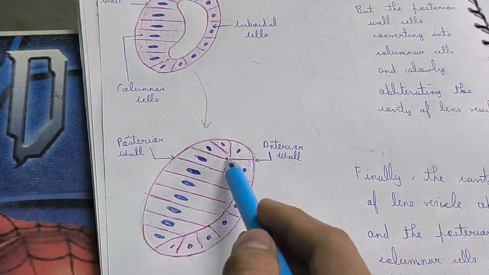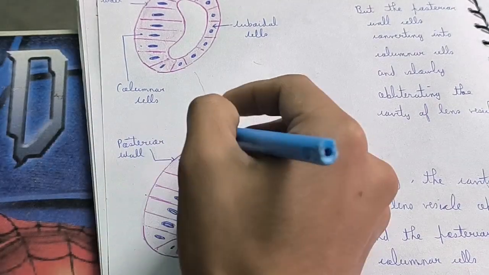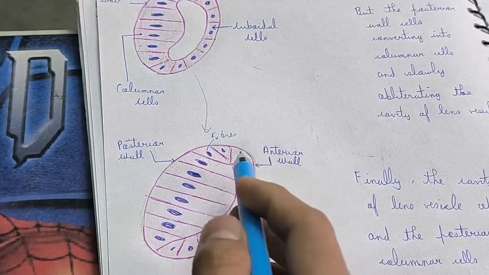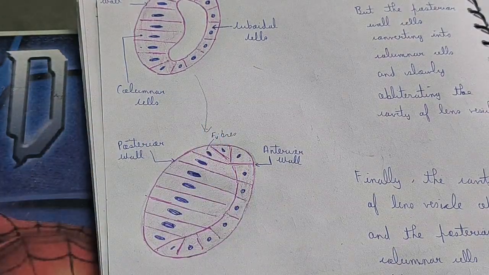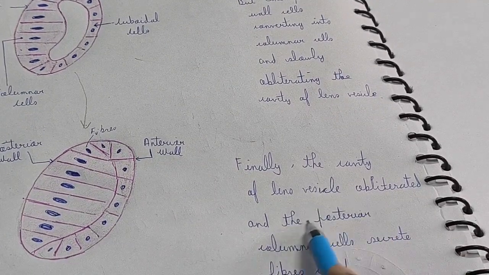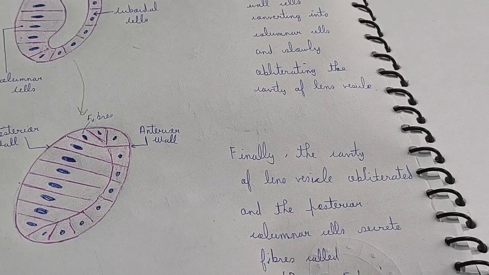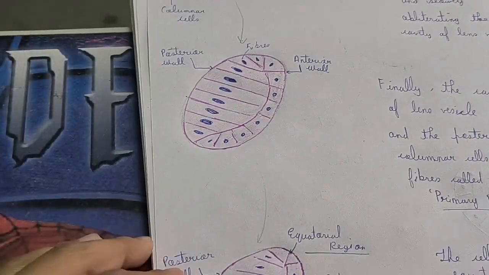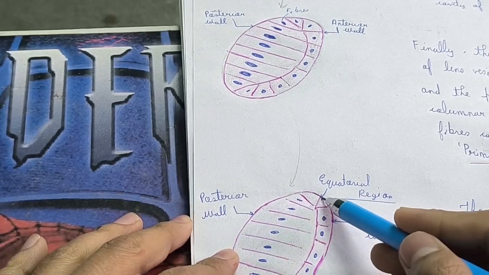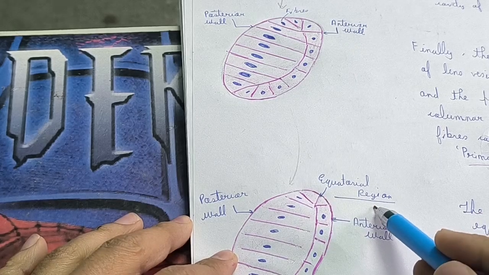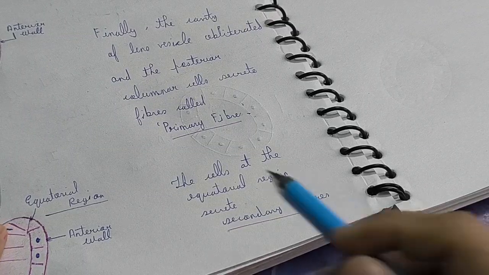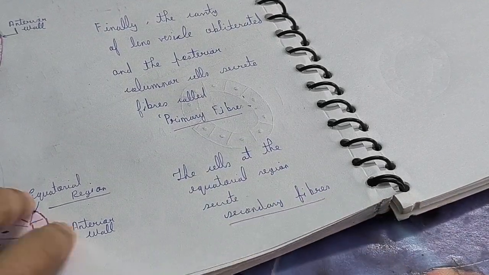Now you can see that the cavity of the lens vesicle has been completely obliterated, and the posterior wall cells secrete fibers, and now the primary fibers form. Finally the cavity of the lens vesicle is obliterated, and the posterior columnar cells secrete fibers called primary fibers. Now about secondary fibers. This is the equatorial region, and the equatorial cells also secrete fibers, basically secondary fibers. So I have written that the cells of the equatorial region also secrete secondary fibers.